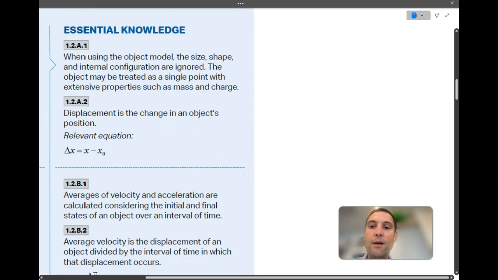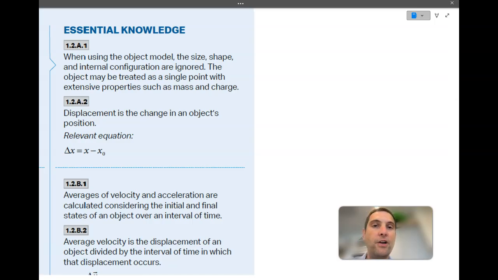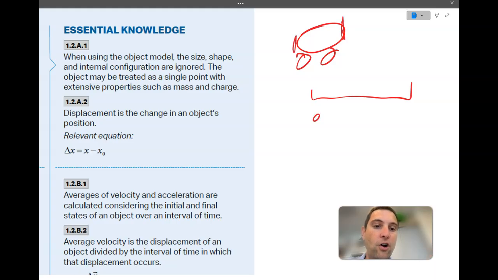When using the object model, the shape, size, and internal configuration are ignored. This is what we do when we have a car and we analyze that car going some distance. Well, are we talking about the front of the car or the back of the car? No, we're shrinking the car down to this tiny little point, which is the center of mass, and we're tracking that motion.